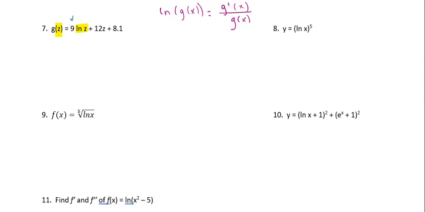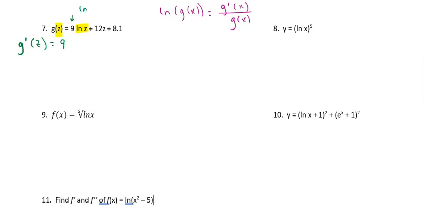So 9 right here. This 9 is a constant. So when we go to find g prime of z, our variable is z this time. 9 is a constant. It can just hang out in the front and that's okay. We'll take the derivative with respect to everything else around it. Now let's look at this for a second. We have the natural log of z.